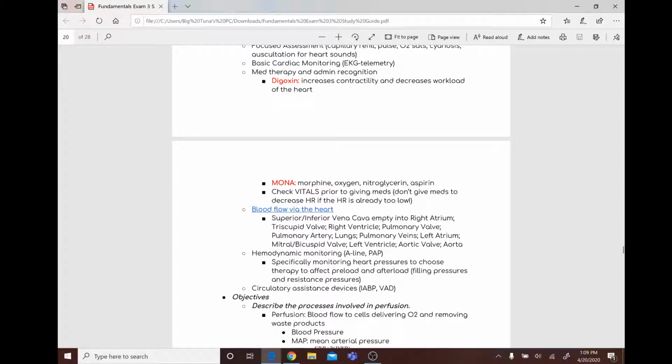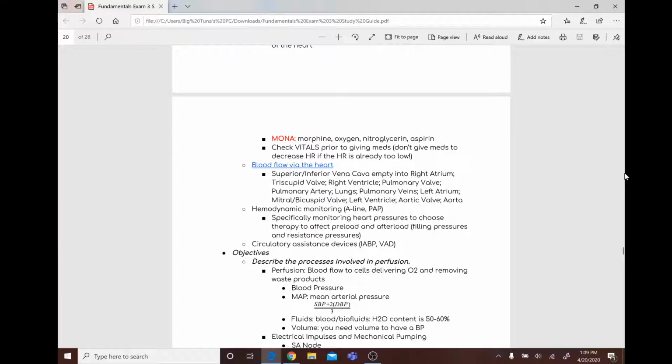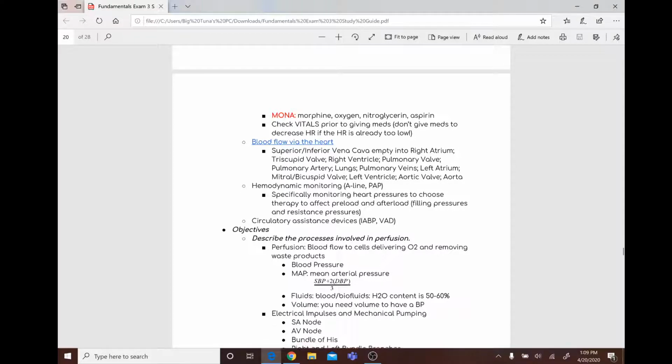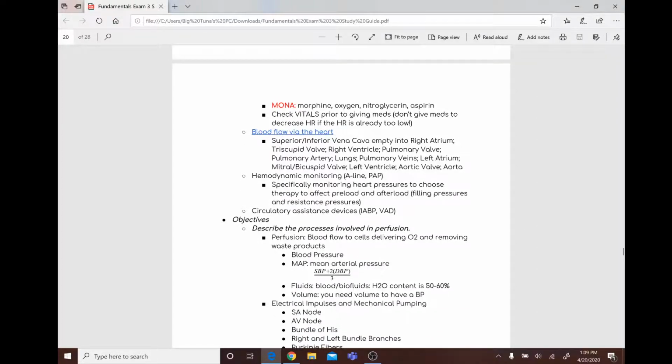All right. What's the blood flow through the heart? Superior and inferior vena cava, enter into right atrium, tricuspid valve, to right ventricle, to pulmonary valve, to pulmonary artery, to lungs, to pulmonary vein, to left atrium, to mitral valve, to left ventricle, to aortic valve, to aorta.